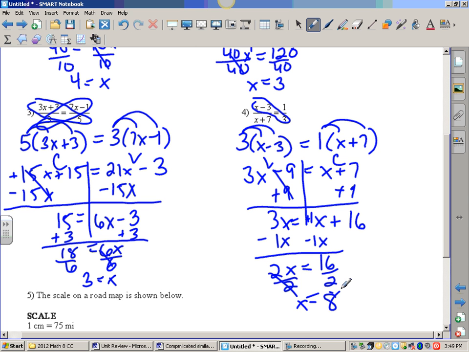So if you have any questions on how to go about your proportions, two fractions set equal, make sure you come in and see me and tell me that specifically. I need help on questions 1 through 4.